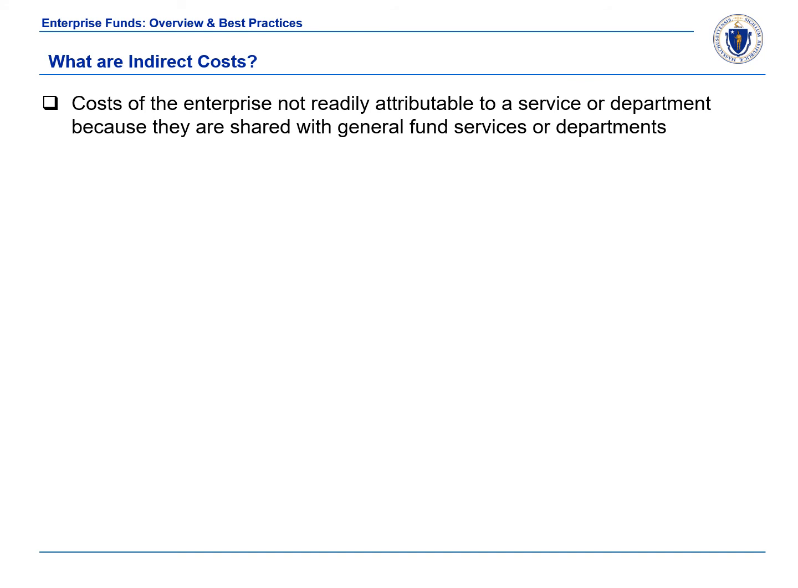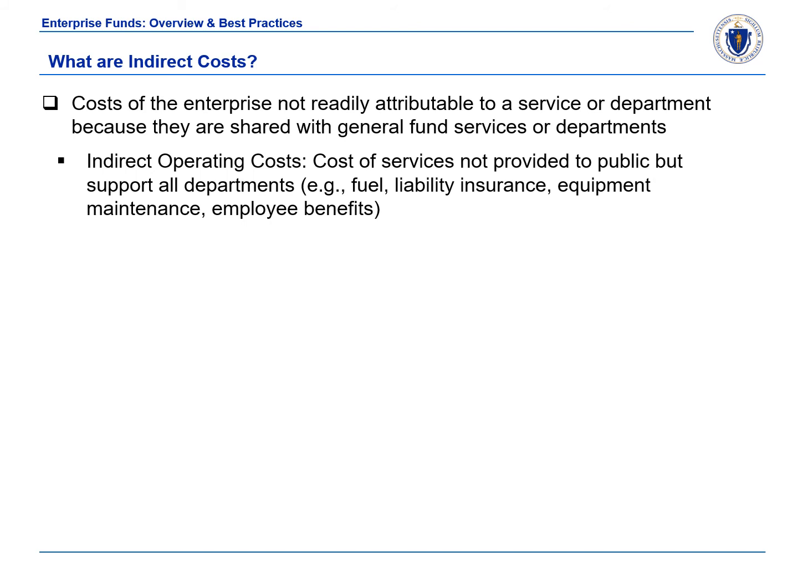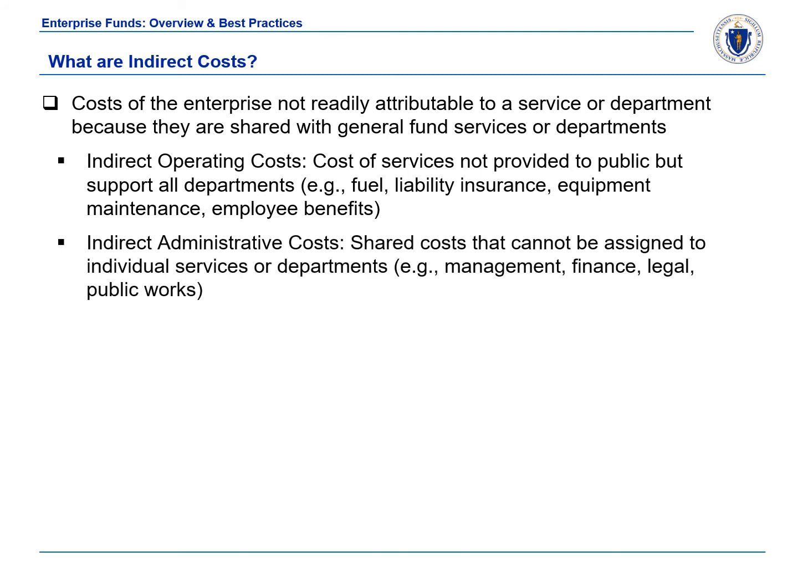Indirect costs are costs of the enterprise that are not readily attributable to a service or department because they are shared with general fund services or departments. There are 2 types of indirect costs. The first type is indirect operating costs. These are costs of services not provided to the public but support all departments, including fuel, liability insurance, equipment maintenance, and employee benefit and insurance costs. The second type is indirect administrative costs. These are shared costs that cannot be assigned to individual services or departments, such as management, financial, legal, or public works.